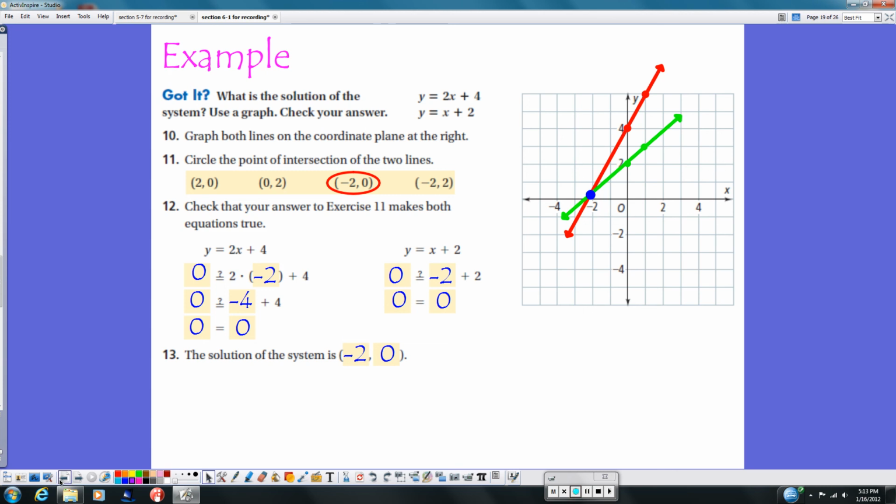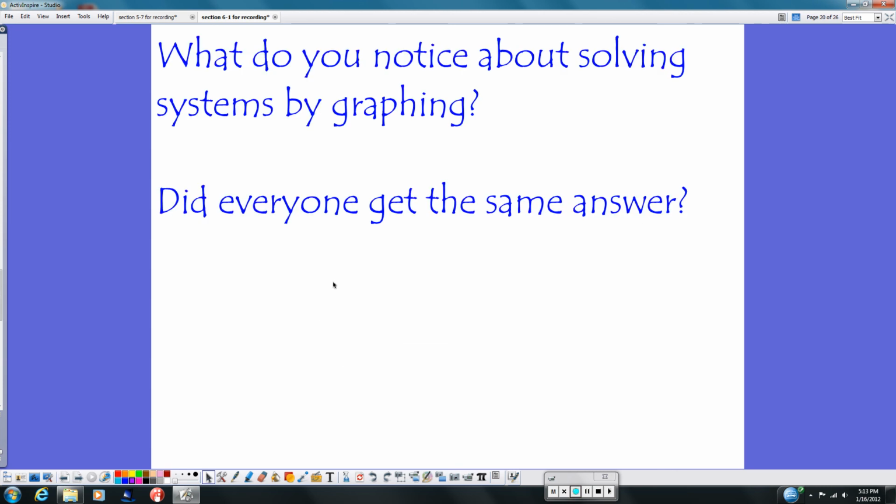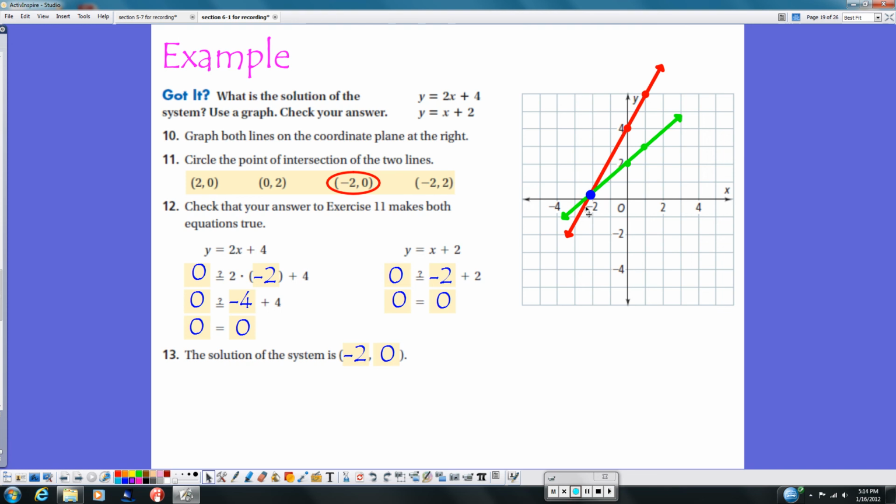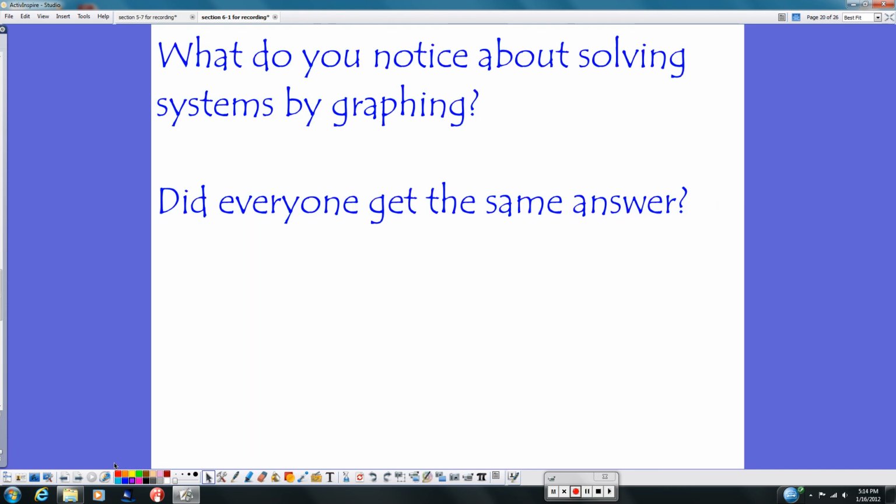So the problem with graphing is, did everybody get the exact same answer? I had grid paper here. I had straight lines here. If you're just using blank paper that you made your own grid on, you're not using a ruler, you're probably not going to get the same answer as everybody else. That's the problem with solving systems by graphing.